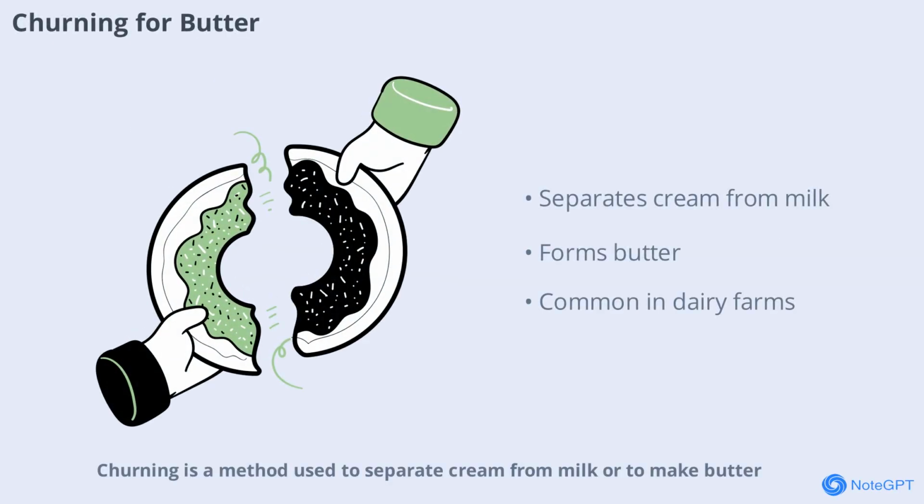Churning is a method used to separate cream from milk or to make butter. When milk is churned, the fat particles come together to form butter, while the remaining liquid is buttermilk. This process is common in dairy farms and households, especially in rural areas. Churning is a simple yet effective way to obtain butter, a staple in many diets.